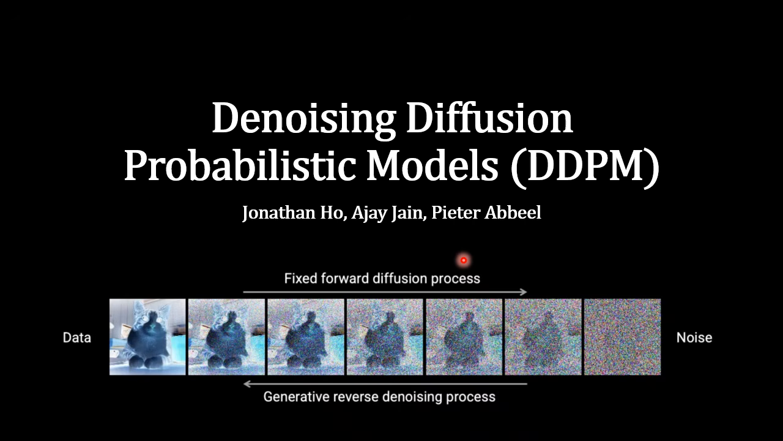At a high level, diffusion models are built on a very simple idea. We define two processes. A forward process where we gradually add noise to data, and a reverse process, a generative reverse denoising process, where a neural network learns to remove that noise. The forward process is fixed. It has no learnable parameters. And the reverse process is learned.